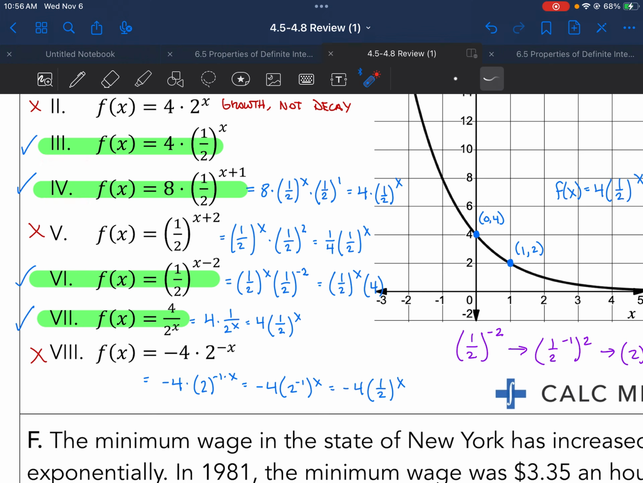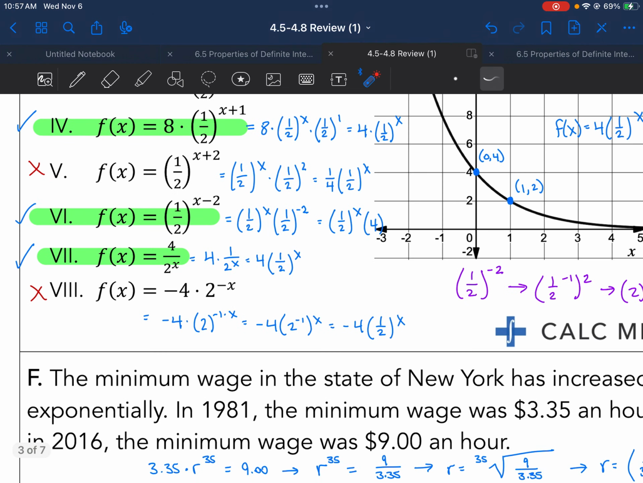All right. Option 7 here. So 4 over 2 to the x power is the same as 4 times 1 over 2 to the x power. 1 over 2 to the x is the same as 1/2 to the x, because if you apply the power of x to 1, 1 to the x power is just 1, okay? And now we've shown that it's the same thing, so that's correct as well.